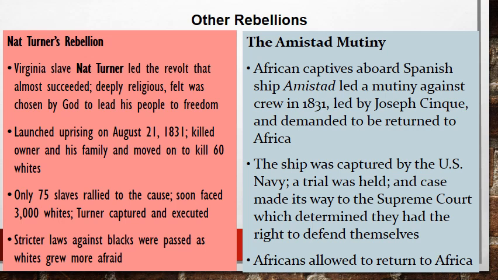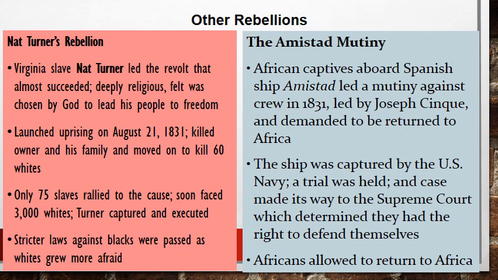As a result, there's paranoia among whites, and fear spreads throughout the South, which then makes even harsher slave laws in response to try to stop all of these revolts from happening.